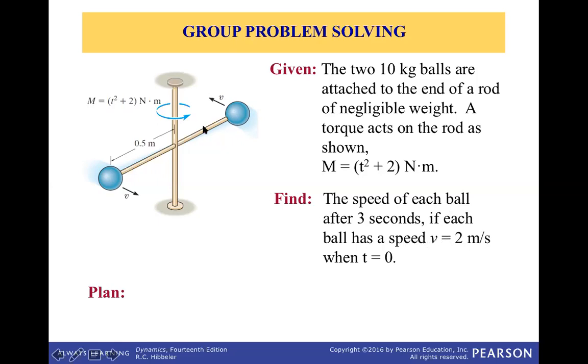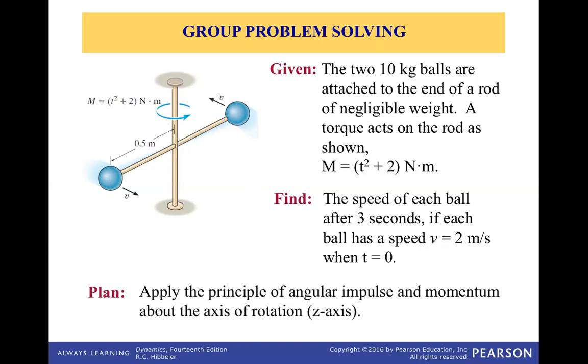Also, you only have one torque from this rod rotating here. There are no forces on this one or that one, so you'll have just one angular impulse from this. I think we are close to running out of time, so I'll post the solution later with the PowerPoint. Pretty much that will be today's lecture.